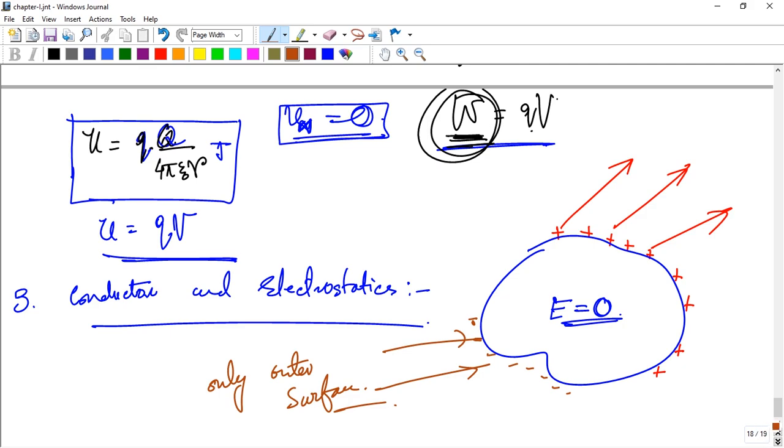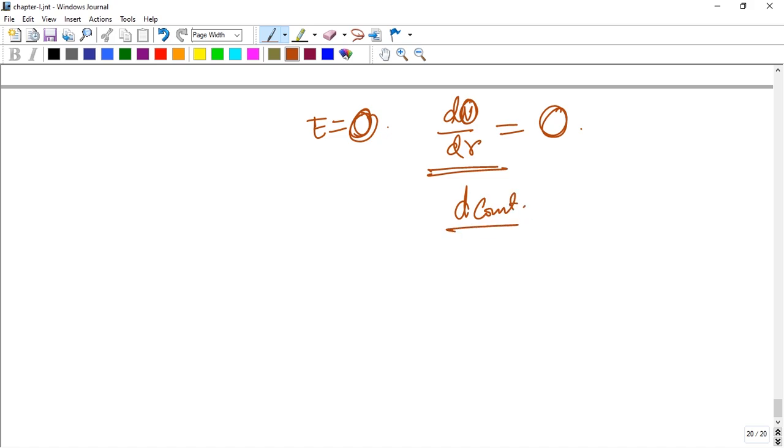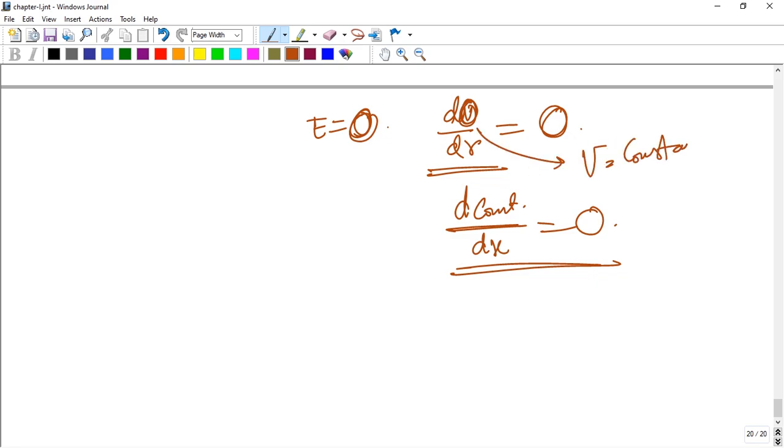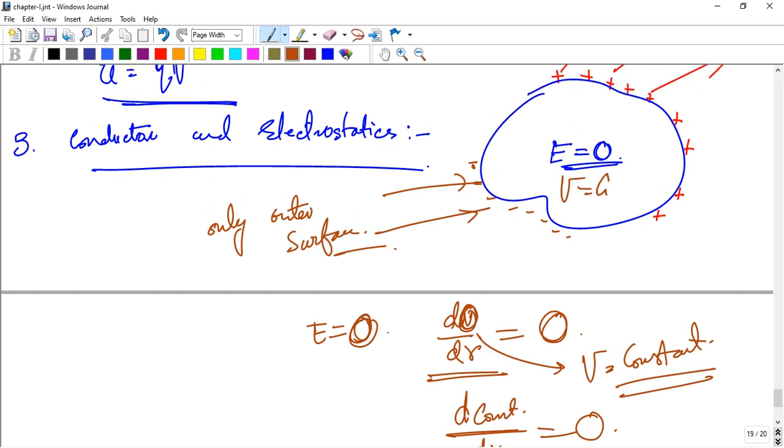So here, if E is 0, mathematically E equals 0, so dV/dr is equal to 0. dV/dr is 0 when V is constant, because we know that differentiation of a constant by dx or dr gives 0. That's why the potential is constant. Mathematically, the potential is constant throughout the surface if the electric field is 0.